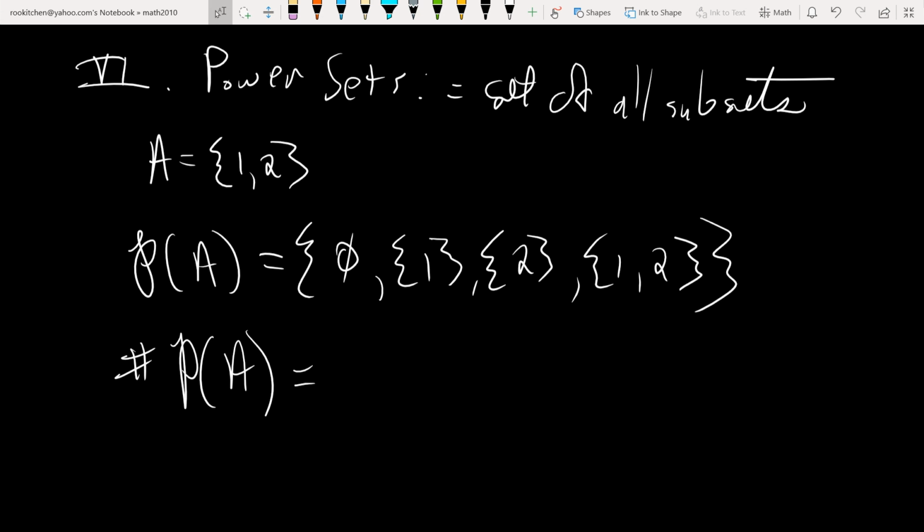Right? In particular, you can kind of check to make sure you got the right answer. The number of things in the power set is always going to be 2 to the number of things in A. Okay, so maybe I should rewrite this. 2 to the number of things in A. So in our case, the number of things in A is 2, right? So the number of things in the power set should be 4. And clearly, if you look back, there's 1, 2, 3, 4 things.